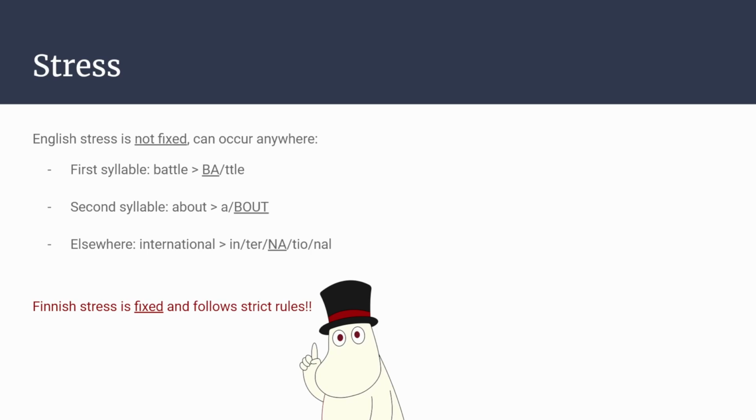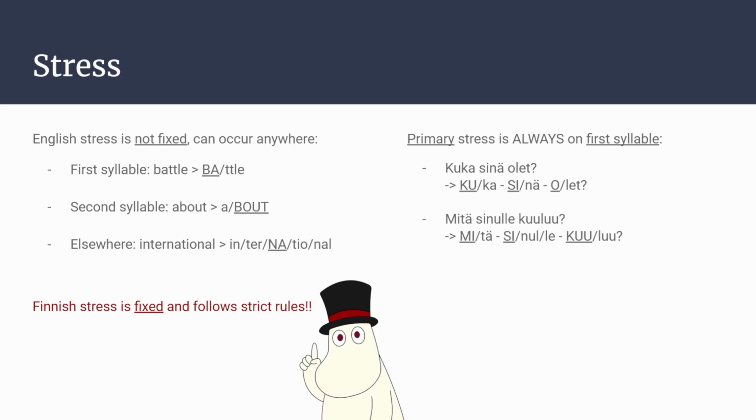In Finnish, the stress is fixed and it follows strict rules. It can't just occur anywhere in the word. So the primary stress is always on the first syllable. So if we look at an example here, an example sentence, you'll notice that the stress on each of these words is on the first syllable. So kuka, sinä, olet. And then another example, mitä sinulle kuuluu?